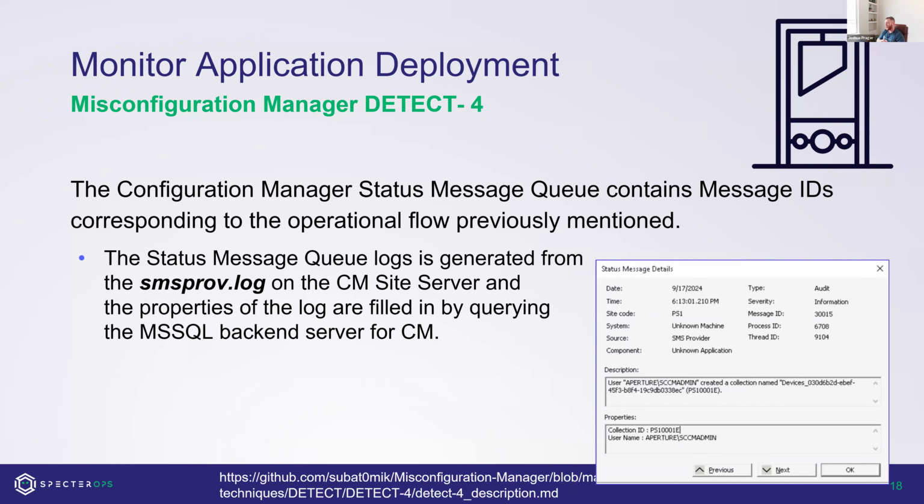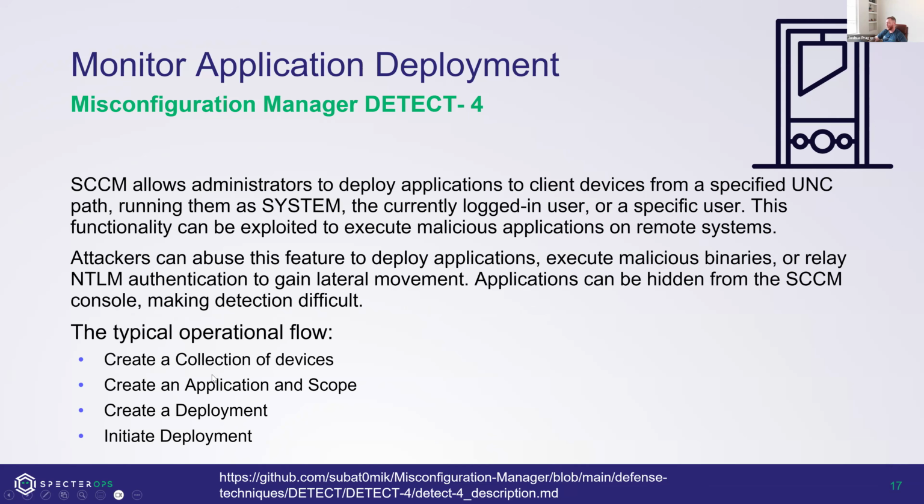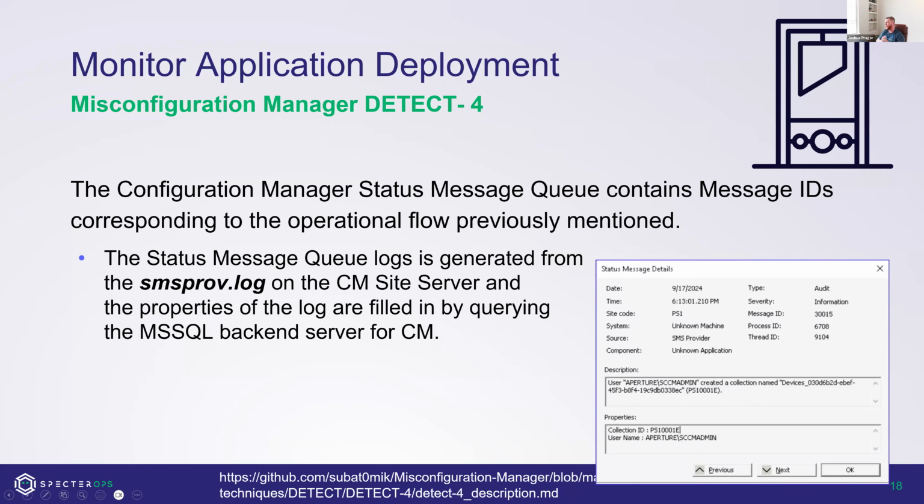And so the way it works under the hood is I'm using SharpSCCM, and I want to deploy a PowerShell encoded command to a remote system. I go through the steps that I showed you over here, right? I create a collection, I create an application, I create a deployment, and then I initiate the deployment, all with SharpSCCM. What's going to happen is when these different events are instantiated, that's going to be represented in the smsprov.log.